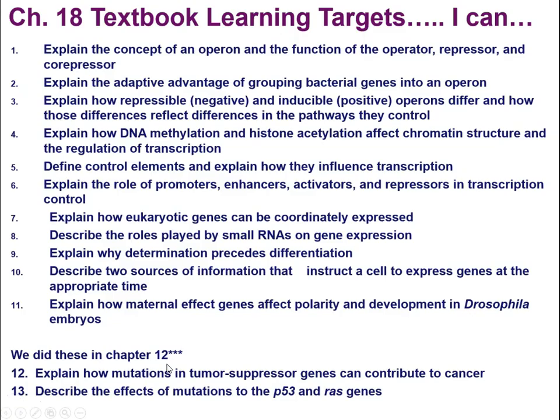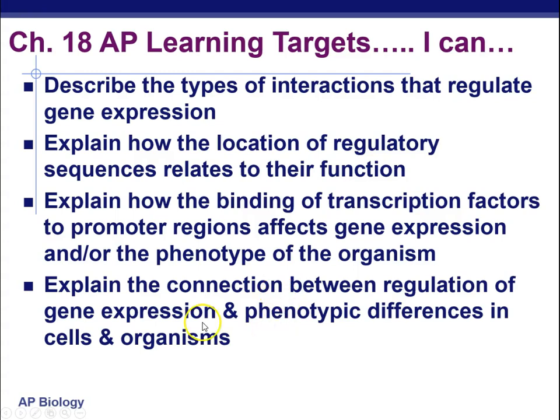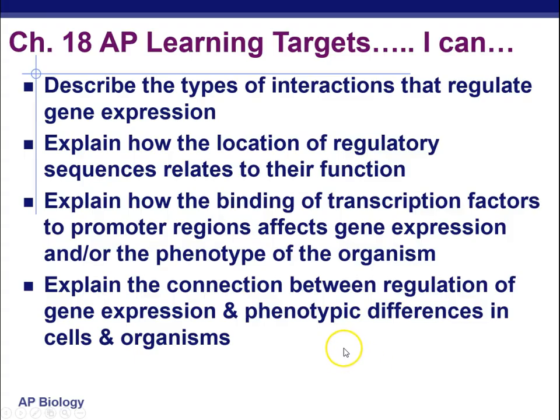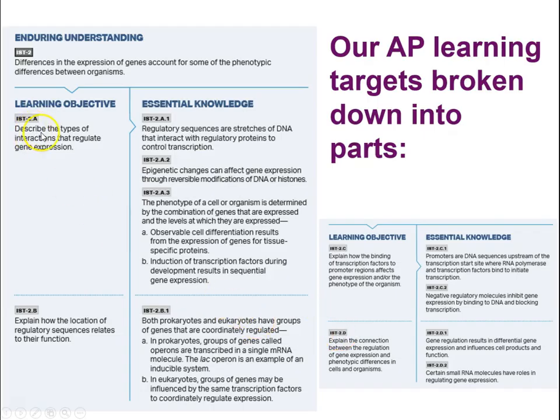We didn't cover everything in the Chapter 18 learning targets yet, but be sure to take a look at the objectives in the chapter. Our actual AP or college learning targets kind of take all those littler ones and put them into bigger categories. If you like, I can get you a copy of this, but here are those learning objectives right here. There are 4 of them, and here they are, 1, 2, 3, 4. And if you want to break them down even further into the essential knowledge, you can read those right here and see which ones were covered in this lecture.